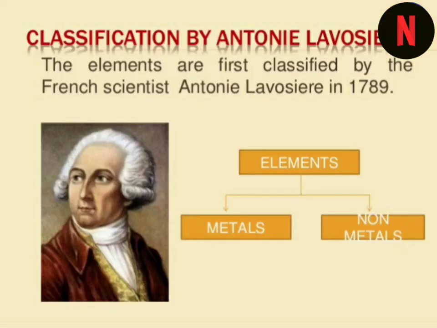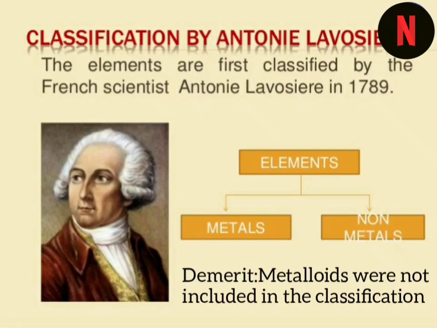The elements were first classified by French scientist Antoine Lavoisier in 1789. He classified the elements into metals and non-metals. The demerit of this classification was that metalloids were not included in the classification.